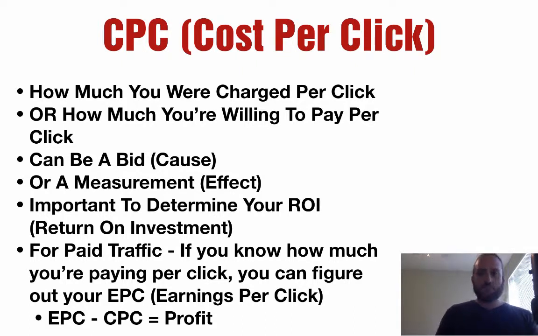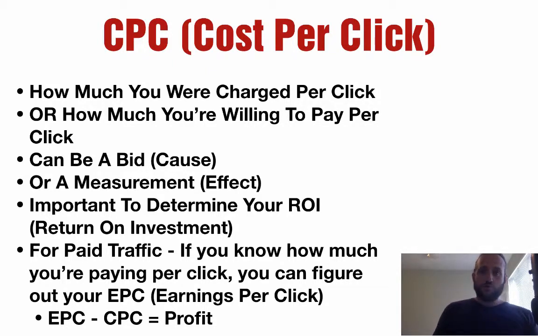So it can be a bid that you're telling AdWords or Bing or whatever that you're willing to pay up to a certain amount, cost per click. So for every person that clicks on your ad, you're willing to pay up to 40 cents, 50 cents, $10, whatever it is. It depends on how much that sale is worth to you, what your conversion rate is, and all that stuff.